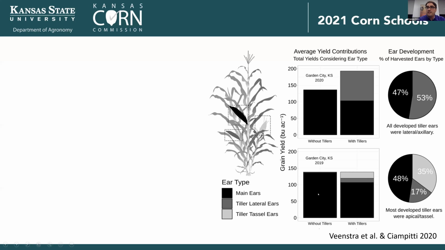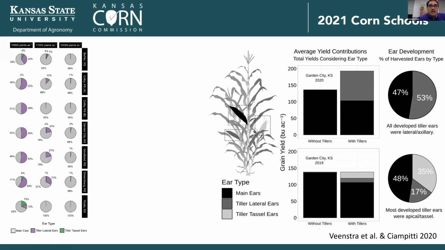If you look at Garden City in the lower panel, in 2019, we've seen that that situation is not the case. We had it without the tillers and with tillers, basically the same productivity. And in that case, specifically, one of the main factors why the productivity didn't change is because most of the ears that came from the tillers were not lateral ears, but they were apical ears.